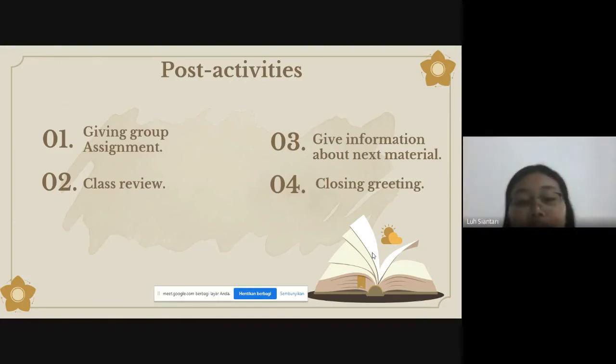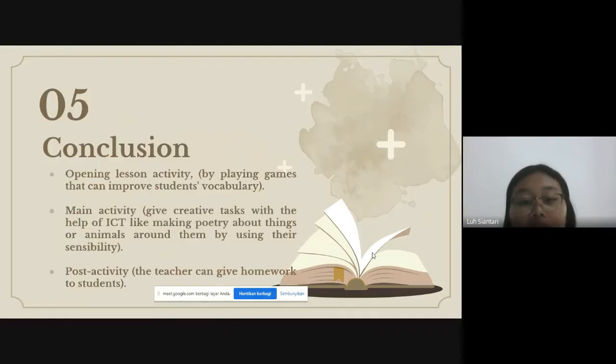Okay, thank you so much, Rani. So from all of the material that we present today, we can conclude that for knowing deeper about the lesson and starting to speak in the classroom, the students need to know enough vocabulary. For that, we have 3 activities to improve vocabulary through poetry in the learning process. We design the activities such as opening activity. In opening activity, first, we introduce poetry in simple ways like playing a game that can improve students' vocabulary.